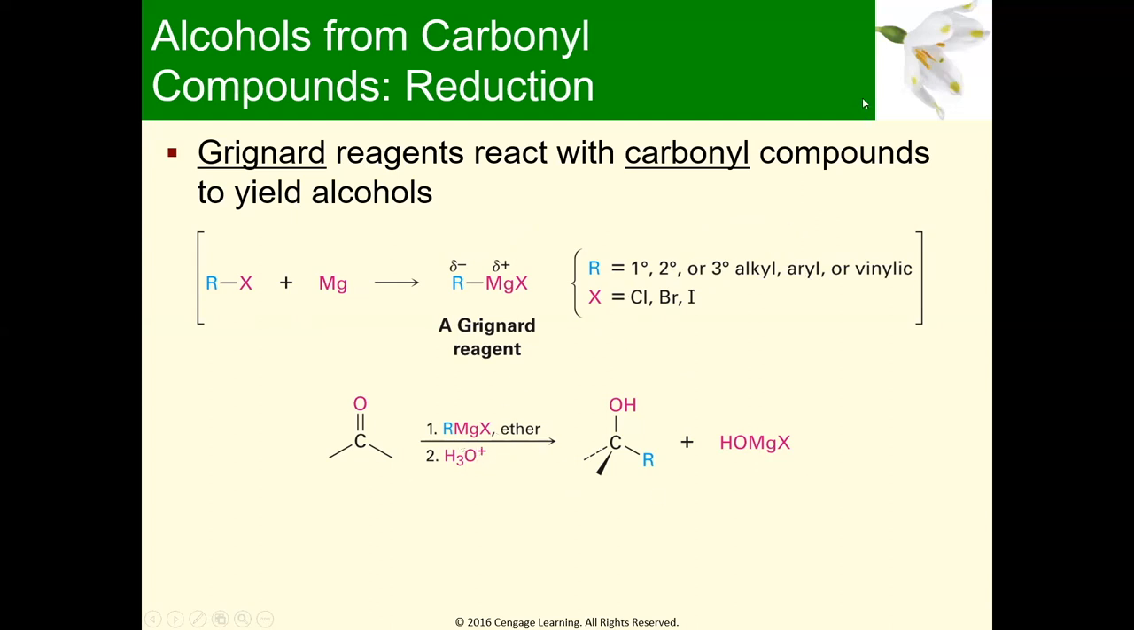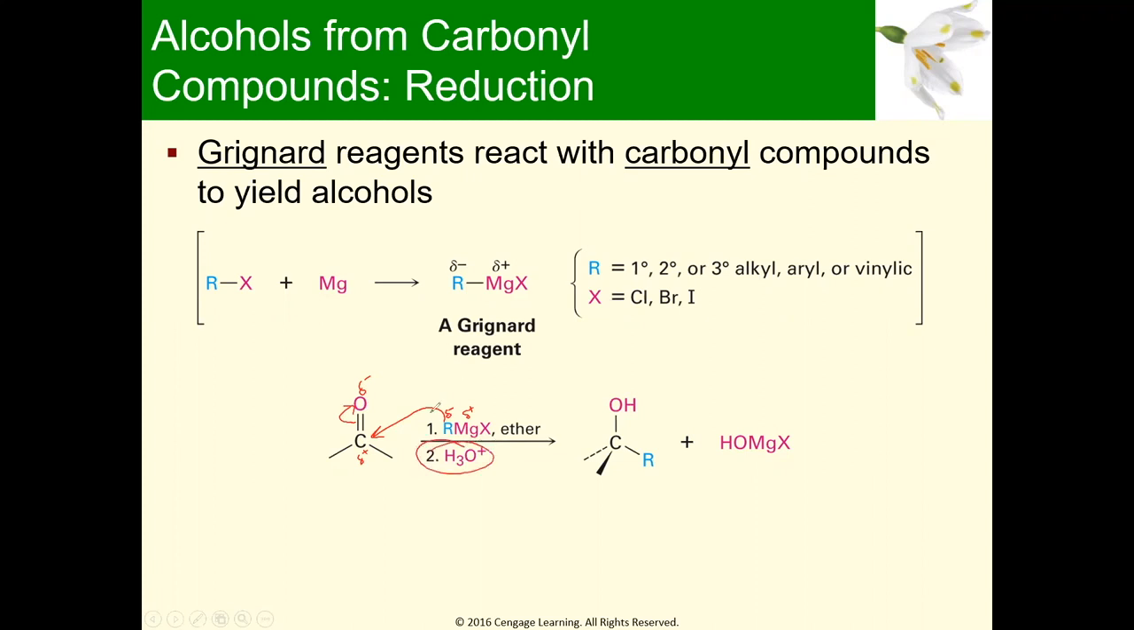Let me get my pen going here. So again, the carbon is going to act as a carbanion. That's got the partial negative charge on it, and the magnesium part has the partial positive charge on it. So that's going to act as your nucleophile, and it's going to attack the carbon because it's the electrophilic site on that carbonyl. And then the electrons in the double bond move on to the oxygen.